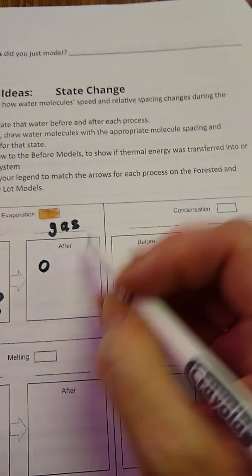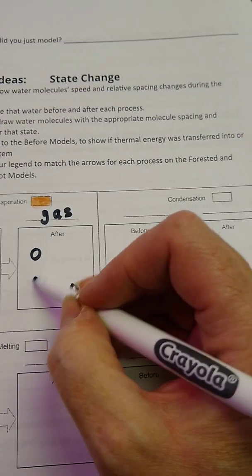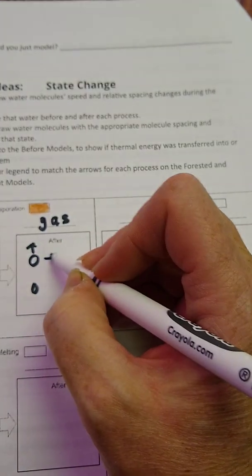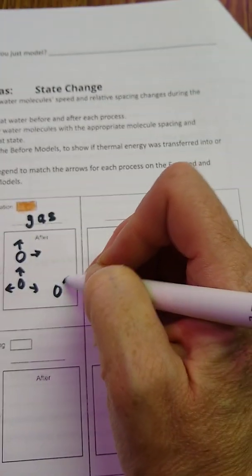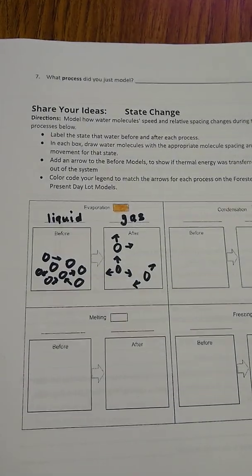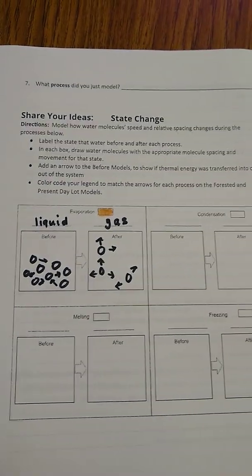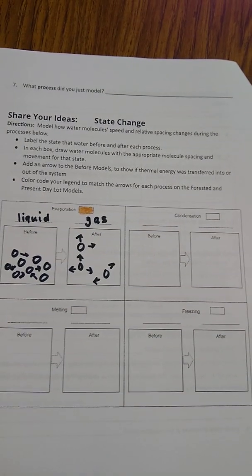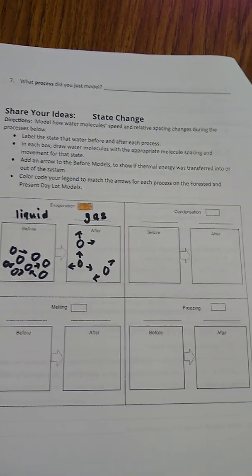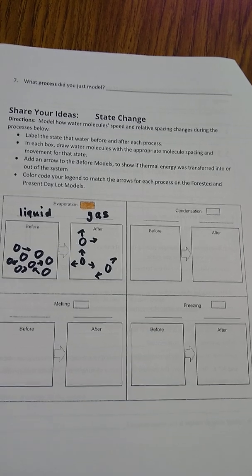And in a gas, I remember from the PhET model, they were all over the place, all different directions, bouncing into each other. I gave you that example of two knuckleheads in an elevator just bouncing around. And then we need to add an arrow to the before model to show if thermal energy was transferred into and out of the system.